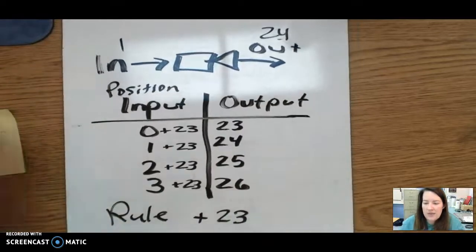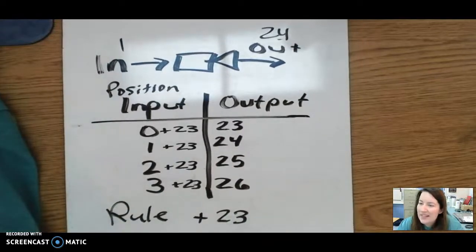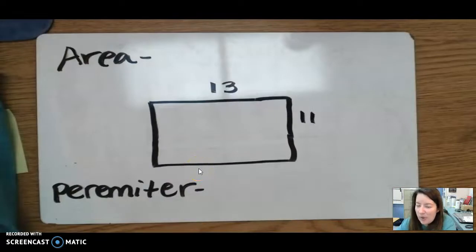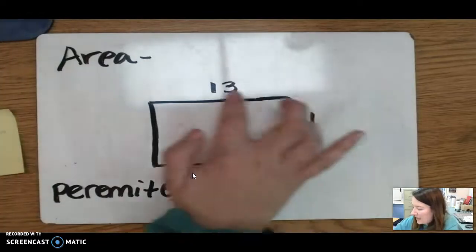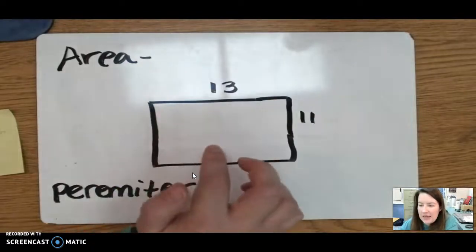All right, oh, sorry, you can't see. All right, let's try the next topic. All right, let's review perimeter and area. We did this one pretty recently. Remember, perimeter is the outside of the shape, area is the inside of the shape.